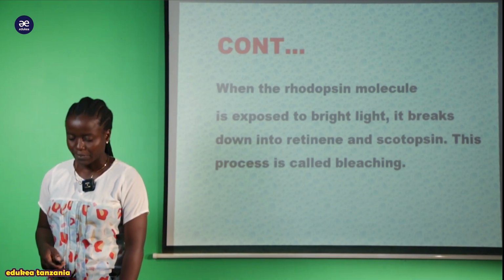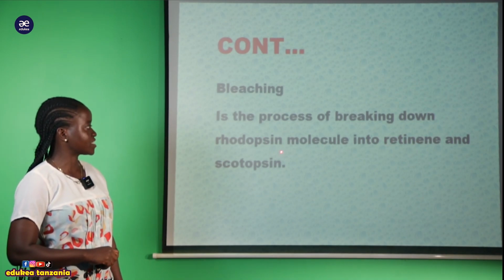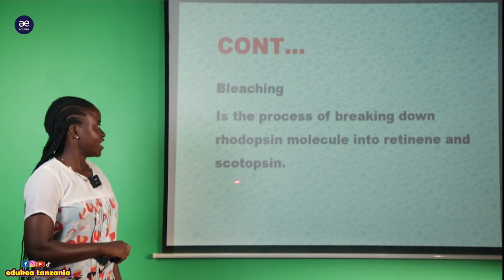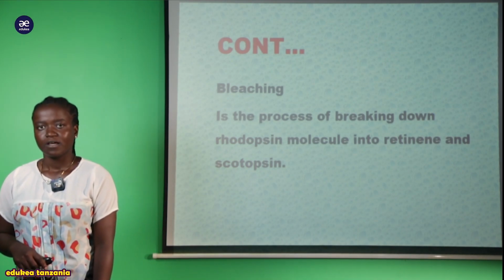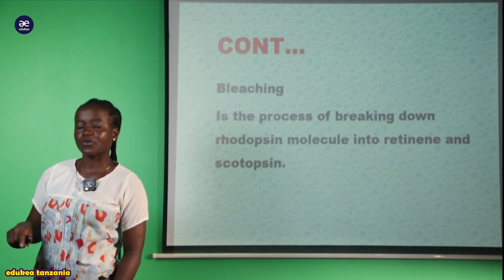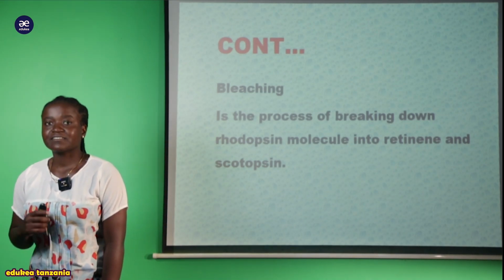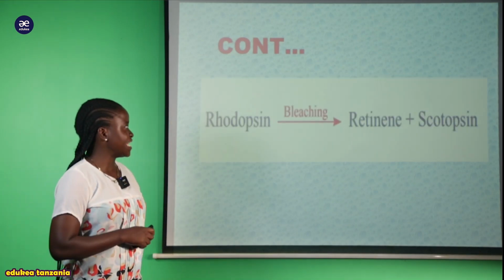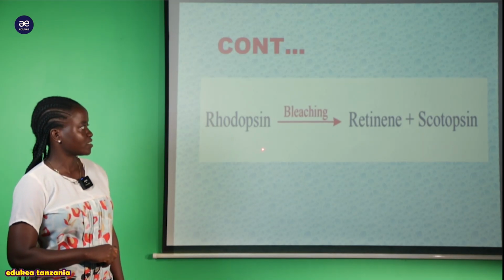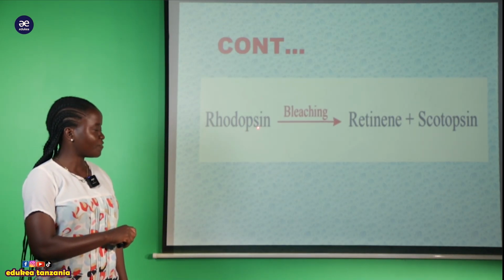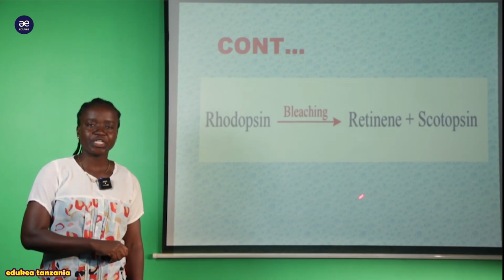So what is bleaching now? Bleaching is the process of breaking down the rhodopsin molecule into retinene and scotopsin. As you can see here, we have this rhodopsin, but the process of breaking down this rhodopsin to form retinene and scotopsin is called bleaching.